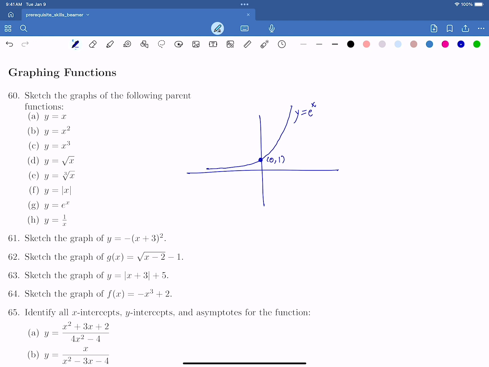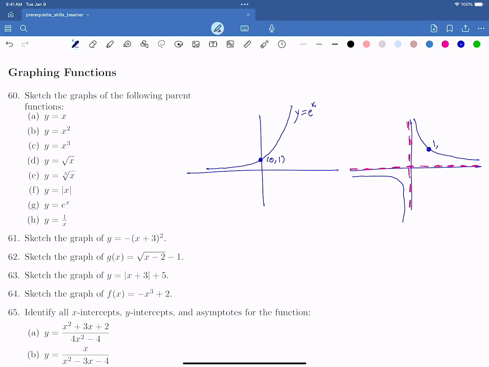And then 1 over x. 1 over x is called the reciprocal function. Now this graph has some asymptotes. It has a vertical asymptote on the y-axis. It has a horizontal asymptote on the x-axis. So it does not pass through the origin. And it has the shape of a hyperbola. It looks like that.